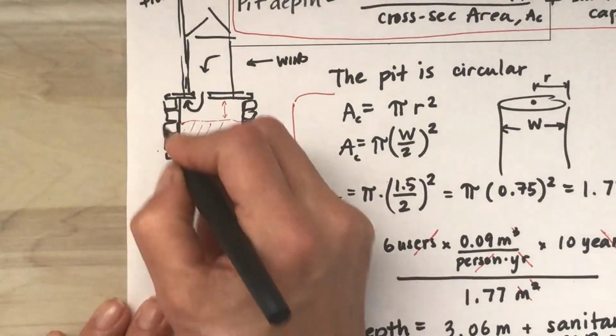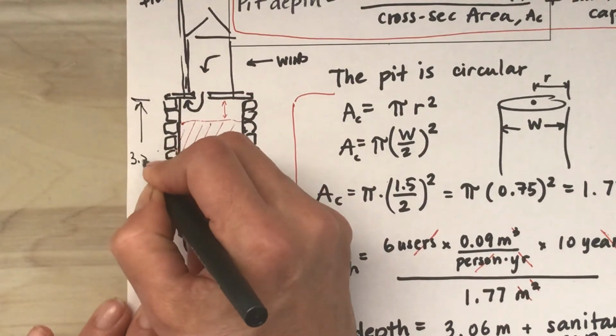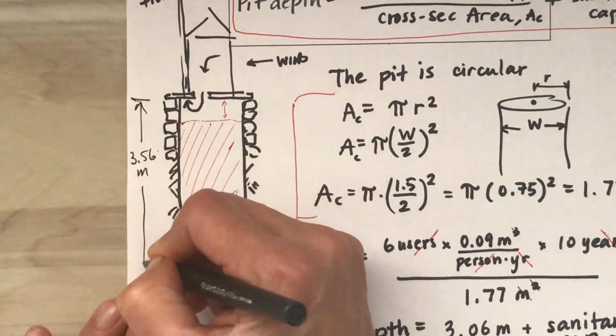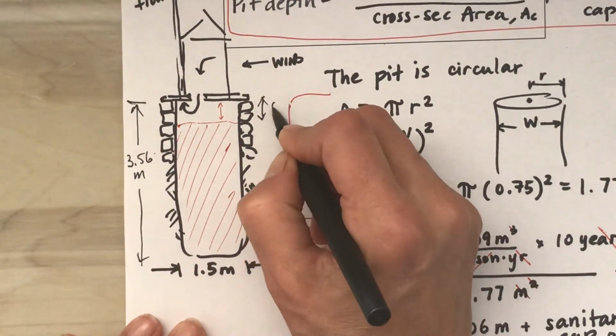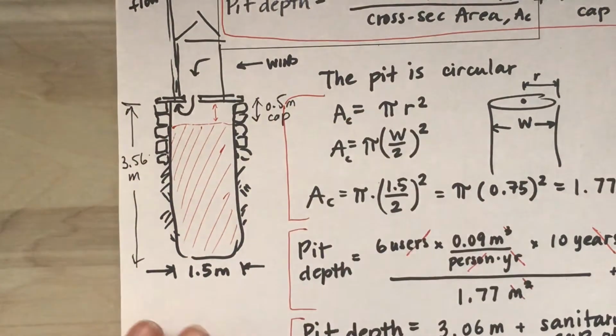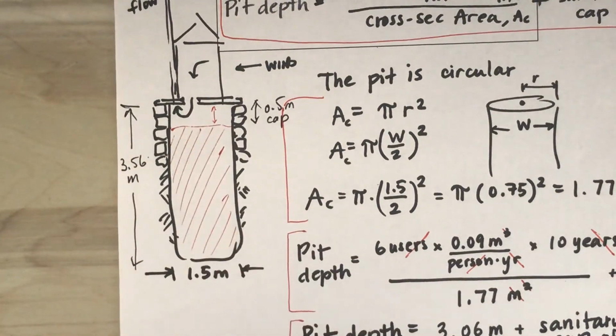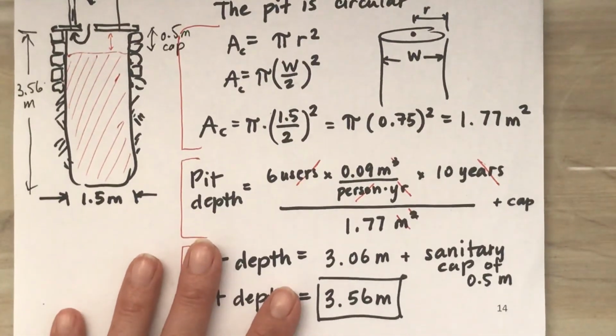Okay, so that will look like this. In total, this will be 3.56 meters. And there's going to be this 0.5 meter cap where we can place some soil to cover over the contents of the pit latrine. Okay, and there is our example.